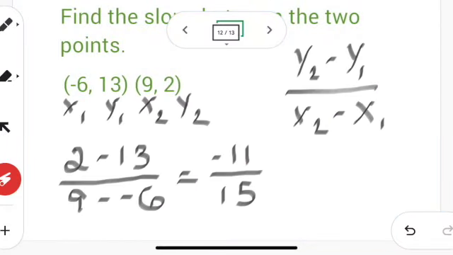Okay, so again, formula, label our points. Be careful on this one, because this would be 2 minus 13. This is really why we label our points, because otherwise it's easy just to do 13 minus 2, which would give us a different answer. And so 2 minus 13 is negative 11, and then 9 minus negative 6 is 15.